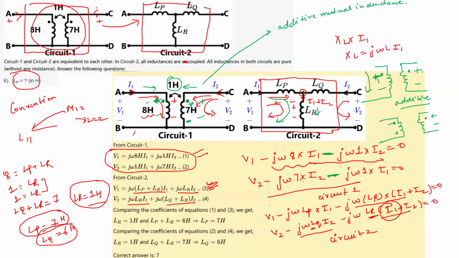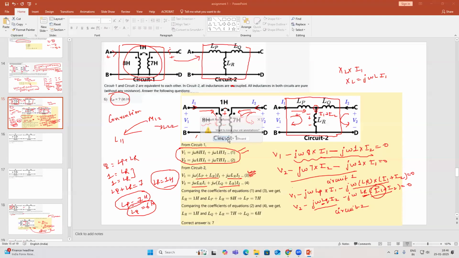Then here for the CD, it is what? V2 minus j omega LQ into I2, because in the direction of current it is like this. And then here for LR it is I1 plus I2. So minus j omega LR into I1 plus I2. Now you compare these two equations and you see what all coefficients are common for I1 and I2, and then you can just arrive at these things. Okay. Is it clear?